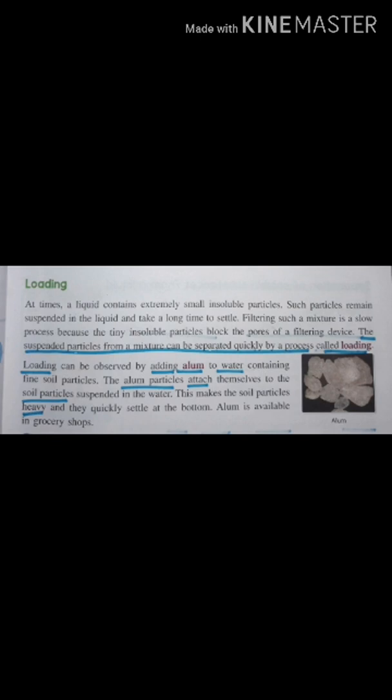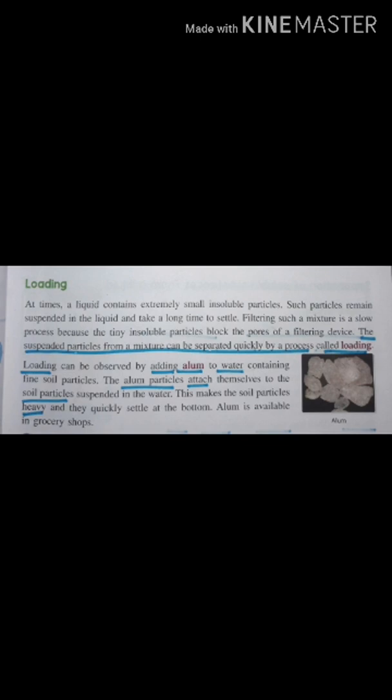As we know, suspended particles are lighter. They do not settle at the bottom. So, to make these suspended particles heavier and settle down, the loading process is used. Because if we do filtering on such a mixture, it takes a long time, because tiny insoluble particles will block the pores of a filtering device.